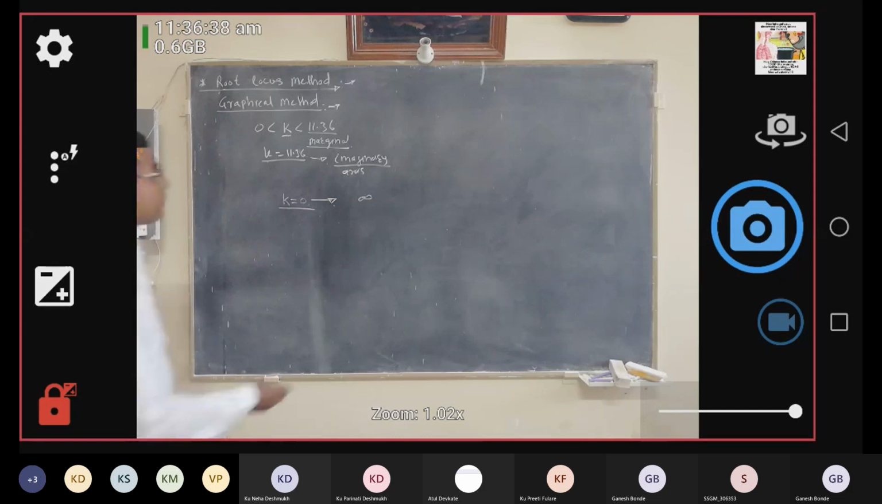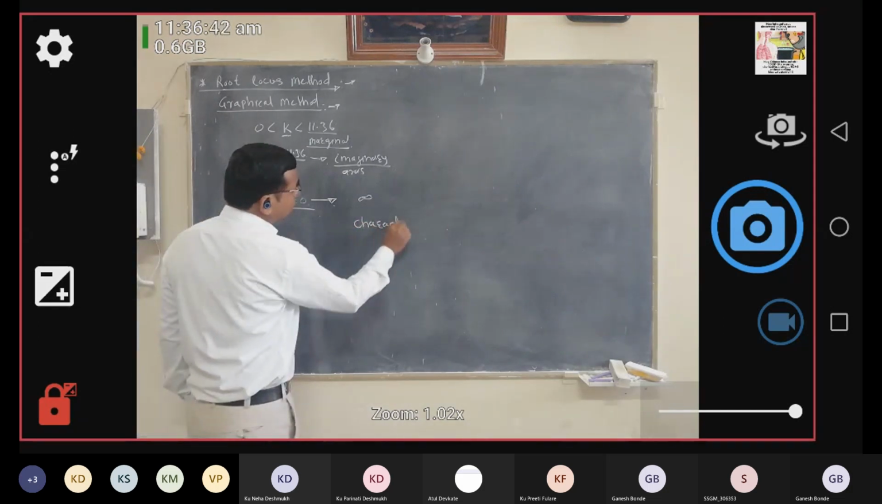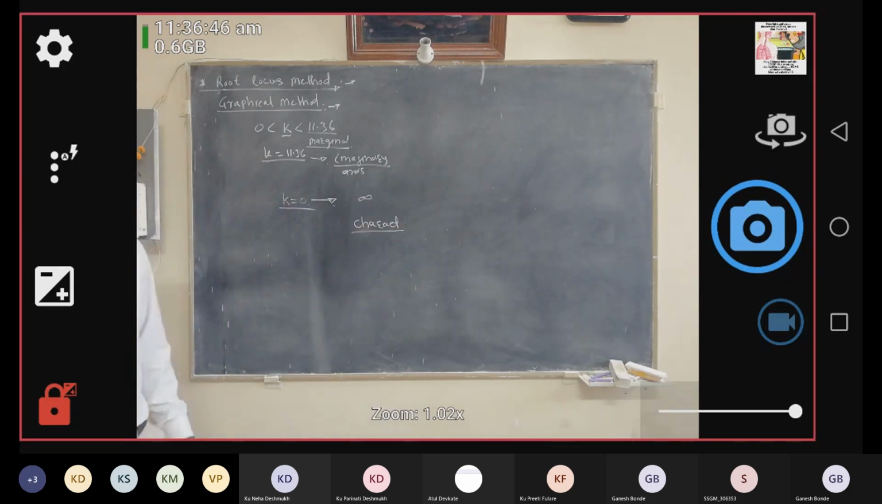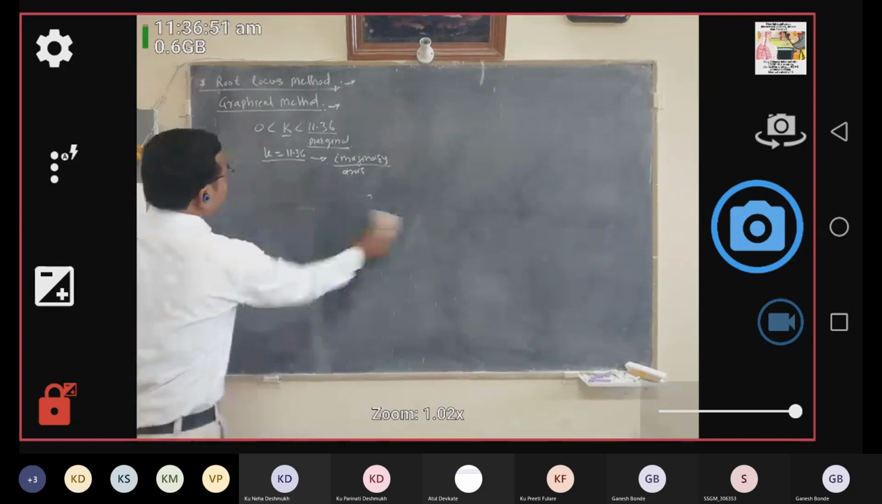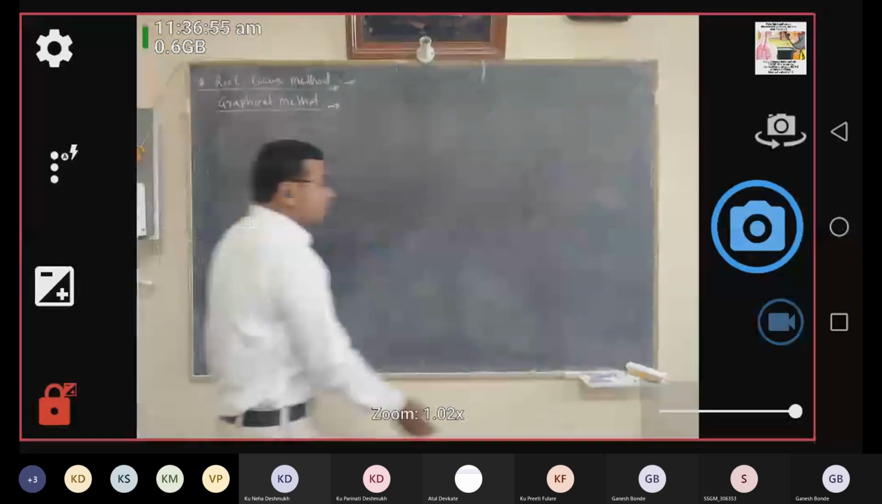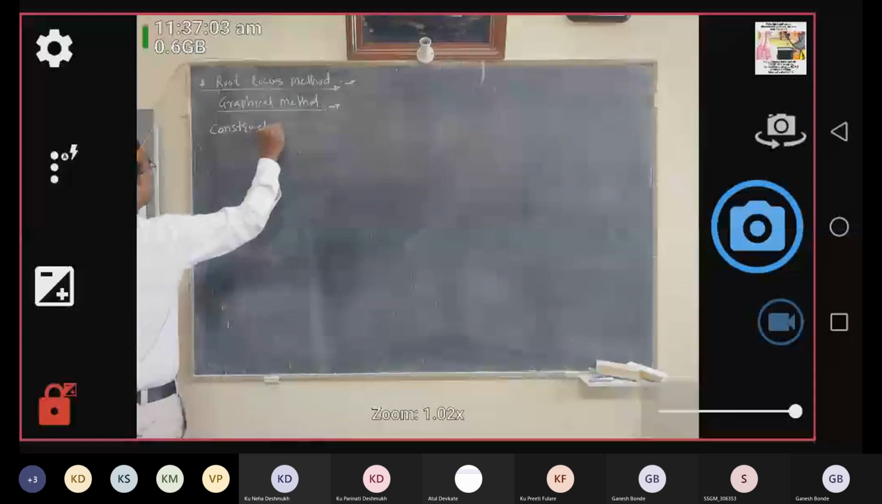Root locus means the locus of the roots of the characteristic equation given to us, in the S plane. Let's discuss the construction rules of root locus. Give the next heading: construction rules for root locus.